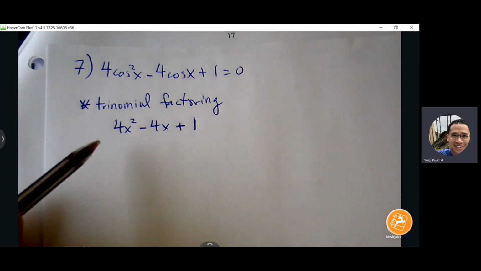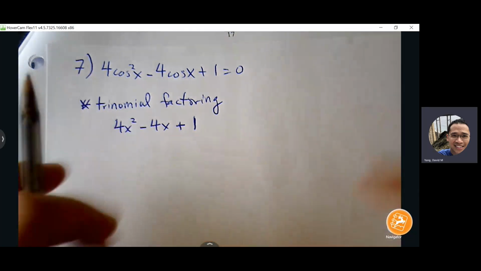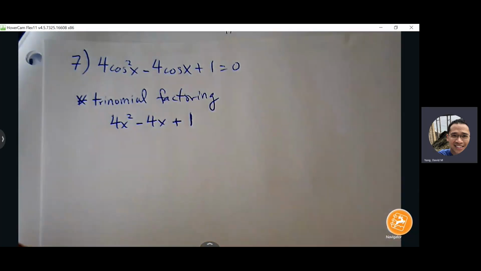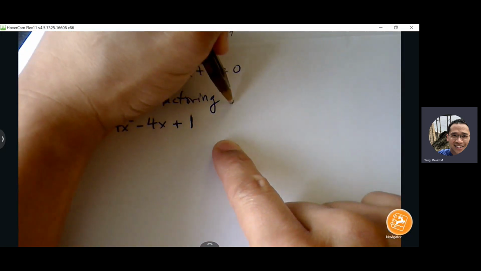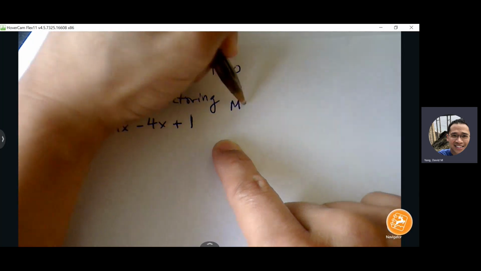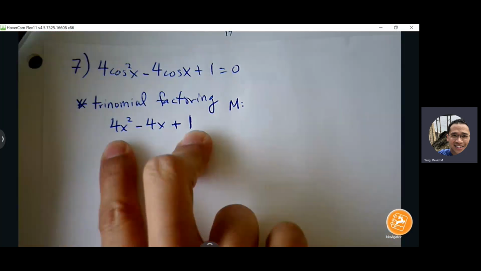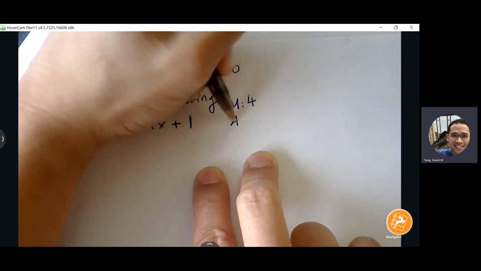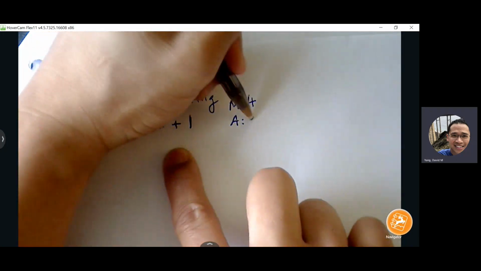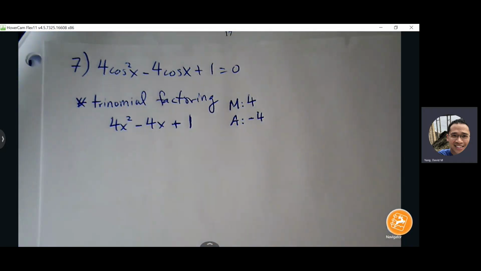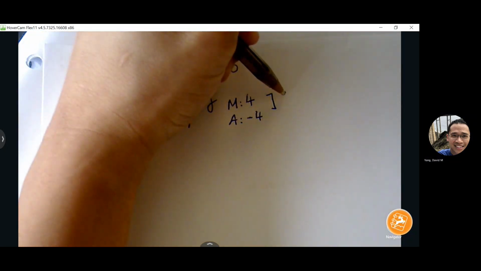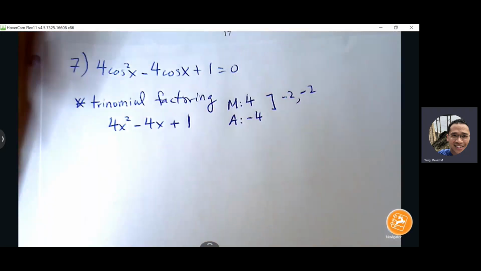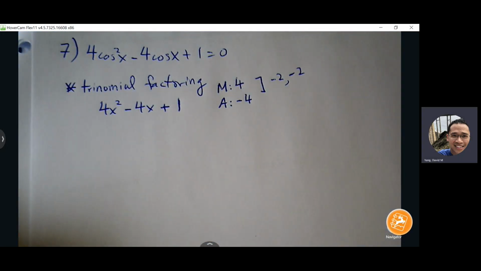I'll go through both methods, whether you do star method or grouping method. Either way, we have to find two terms that multiply to be a times c, which is 4. And we also need two numbers that add up to be that middle term, negative 4. So what are two numbers that can multiply to be 4 and add up to be negative 4? Yep, negative 2 and negative 2.